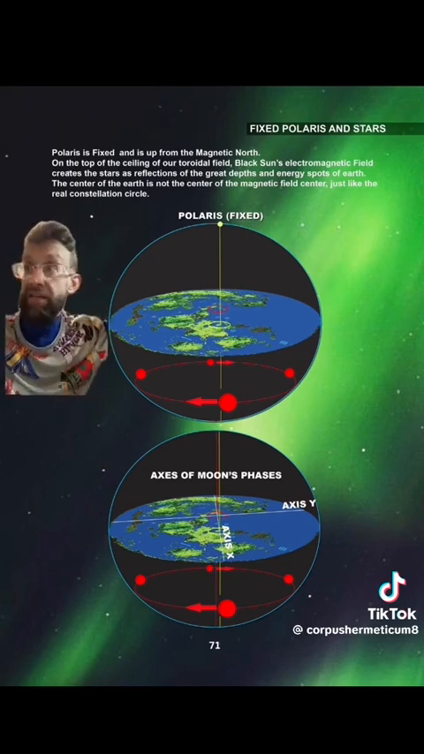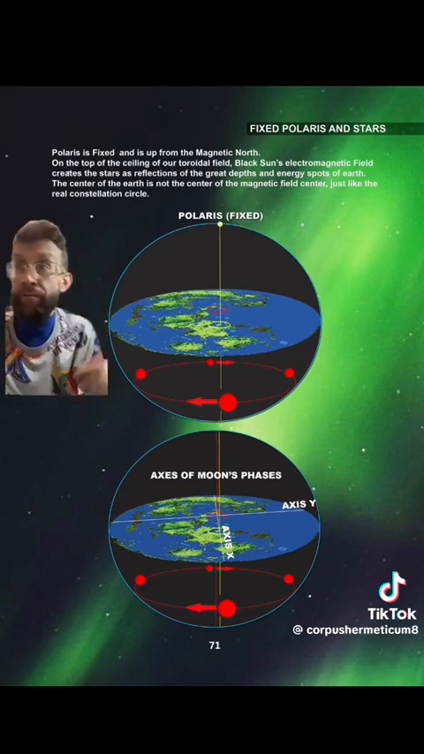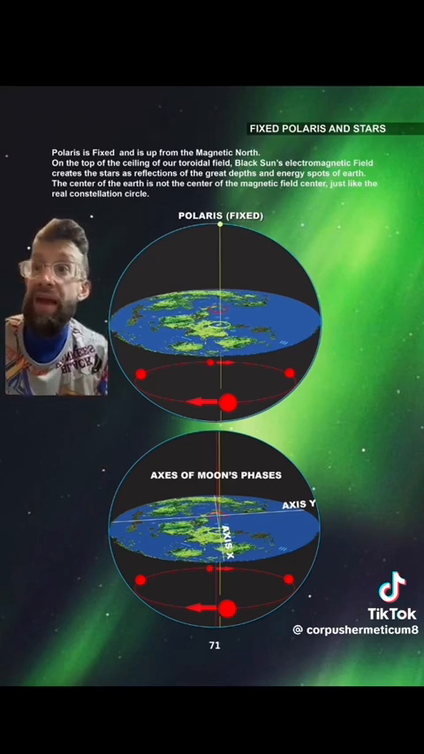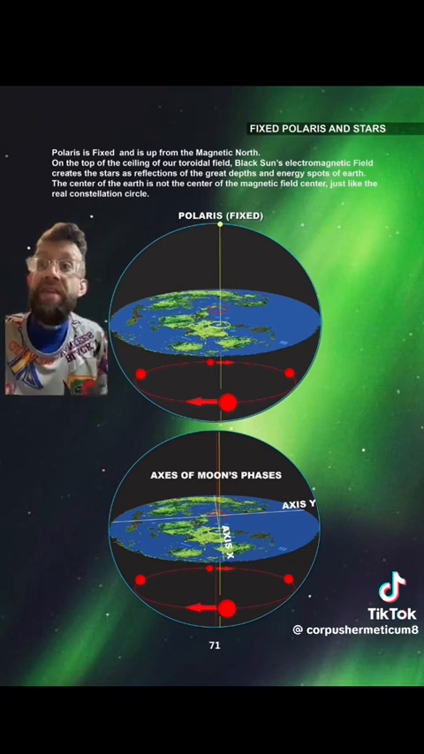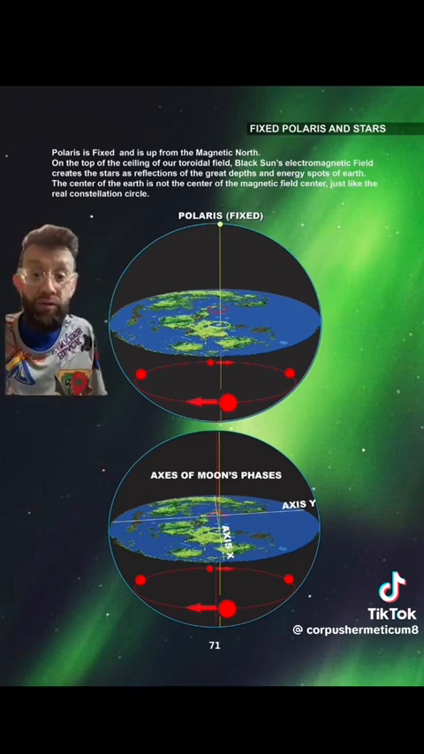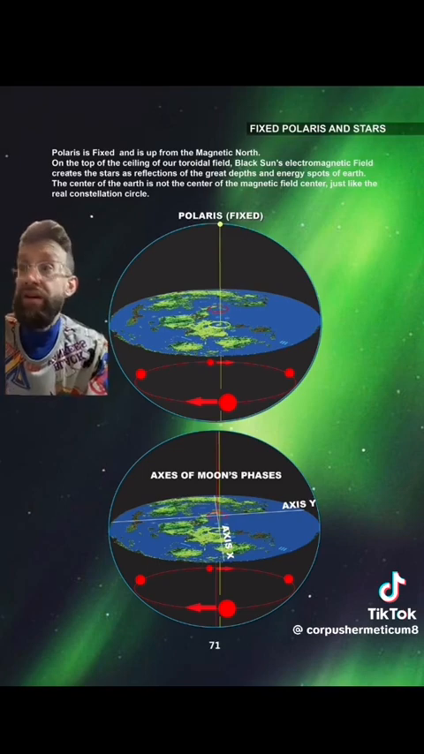On the top of the ceiling of our toroidal field, of our firmament, the black sun's electromagnetic field creates the stars as reflections of the great depths and the energy spots of the Earth, okay? So the stars are like holes in the firmament.